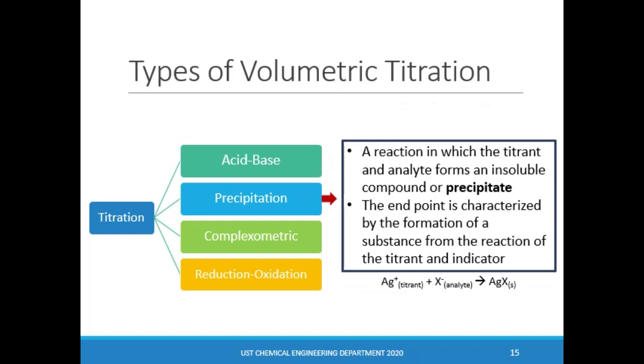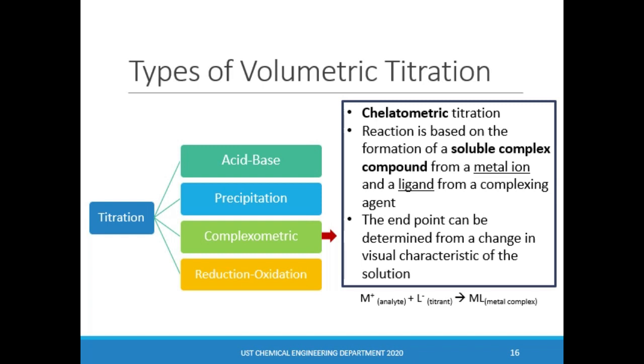Precipitation titrations are those that form an insoluble compound or precipitate with the reaction of the titrant and analyte. The most common precipitation titrations are the argentometric titrations, which use silver ion or Ag+ as the precipitating agent. The endpoint is detected experimentally when the silver ion reacts with the indicator to form a differently colored solution or precipitate.